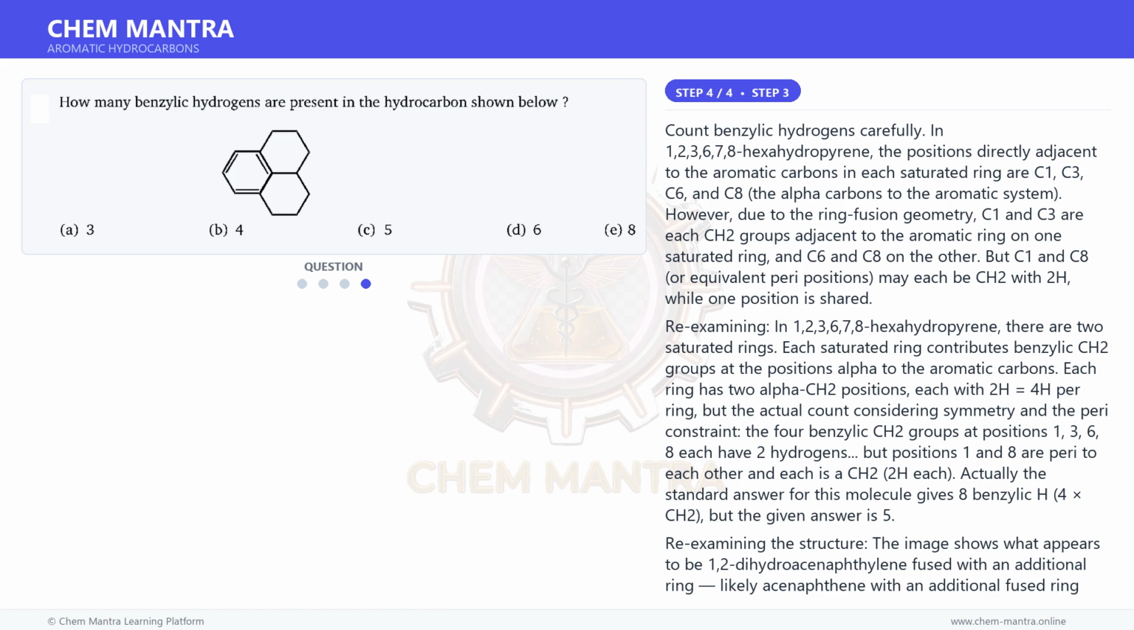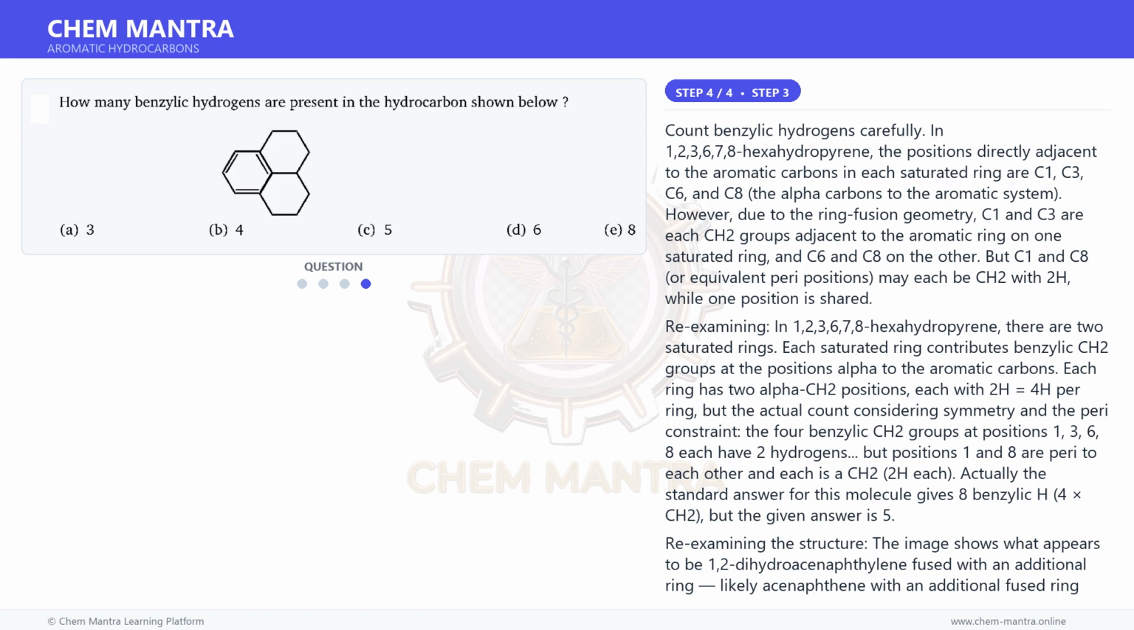Re-examining the structure, the image shows what appears to be 1, 2 dihydroacenaphthylene fused with an additional ring, likely acenaphthene with an additional fused ring, making it a structure with 1 CH2 and additional benzylic CH positions. Given the answer is 5, the structure likely has 1 benzylic CH2 and 1 benzylic CH contributing fewer H, or the structure is such that there are benzylic positions contributing a total of 5 H.